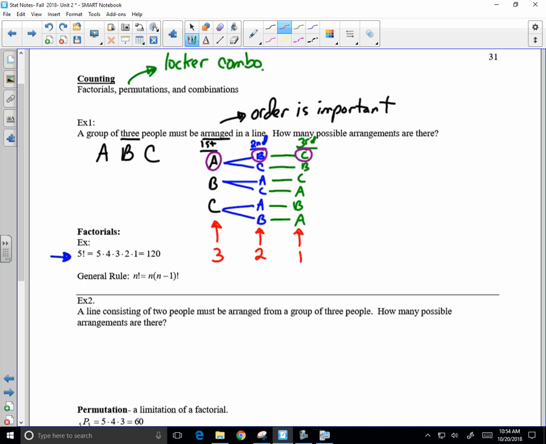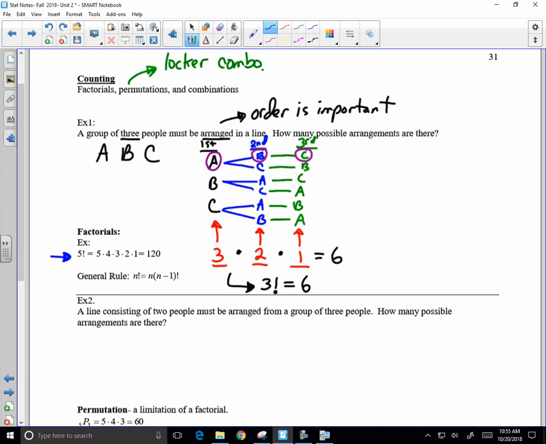What are our possibilities? Any of the 3 people could be in the first spot. Once a person is placed in the first spot, there's 1 less person for the second spot. So there's a total of 2 people that could be in the second spot. Once I have the first 2 people situated, the third person has to be whoever's left over. By multiplying these, we get the total number of branches of the tree diagram, which would be 6. All right? But the 3 times 2 times 1 part of it is what's important here, because that could also be represented as 3 factorial, which in your calculator, we'll get to it in a minute, is equal to 6.